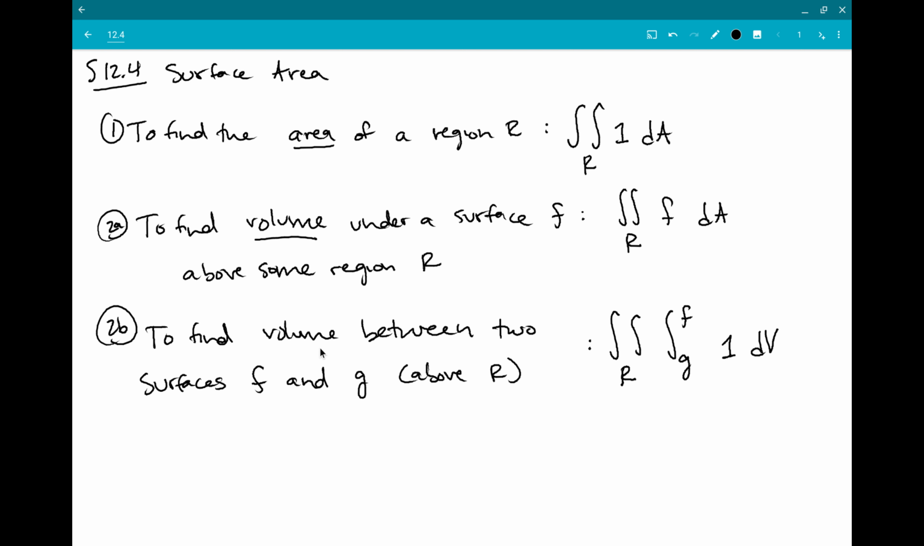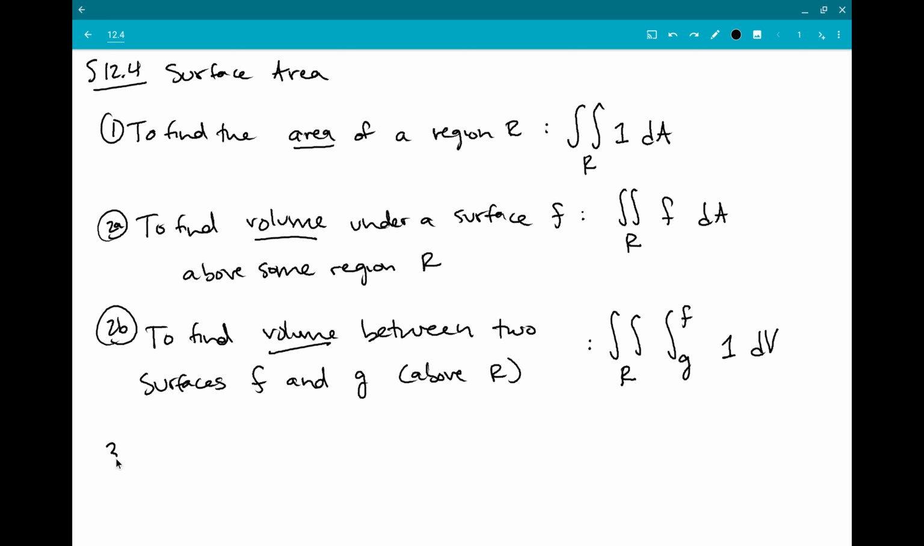So those are two different ways that we learned how to compute volume, one using a double integral just up to some function f, and then the other using a double integral between two functions f and g. So that's just the difference there. We've gotten practice with both those things.